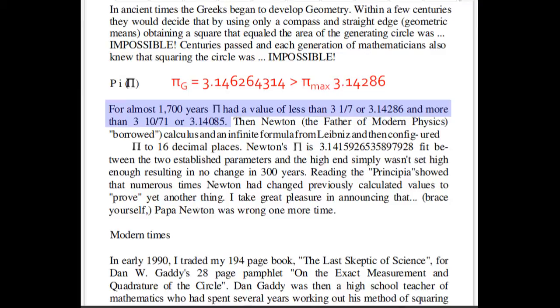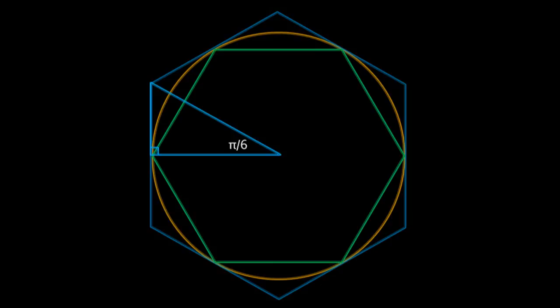To derive these limits, Archimedes started with a circle. He constructed a regular hexagon around the circle. The perimeter of this hexagon has to be greater than the circumference of the circle because the circle fits inside it. He then constructed a regular hexagon inside the circle. The perimeter of this hexagon has to be less than the circumference of the circle because it fits inside the circle. He then drew a right triangle using a radius of the circle as one side, and another side being half the side of the outside hexagon.